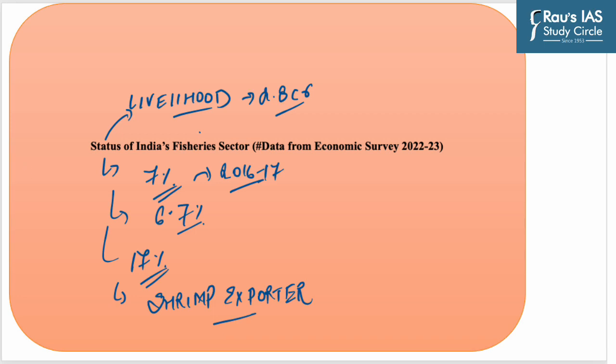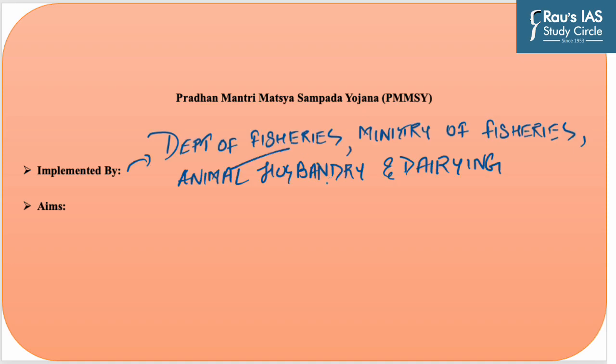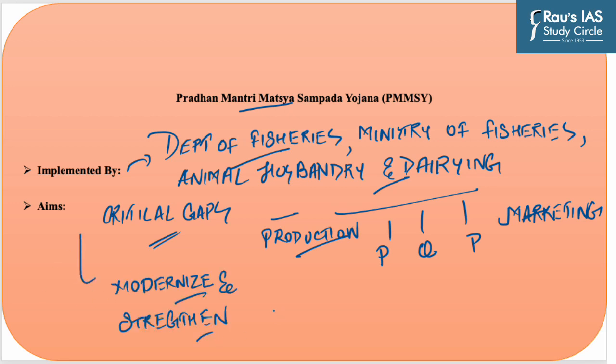So now let's discuss important aspects related to Pradhan Mantri Matsya Sampada Yojana. Now, the Department of Fisheries under the Ministry of Fisheries, Animal Husbandry and Dairying is implementing Pradhan Mantri Matsya Sampada Yojana. Now, it is designed to address critical gaps in the fisheries value chain from fish production, productivity, quality to technology, post-harvest infrastructure and marketing. Now, the aim is to modernize and strengthen the value chain, enhance traceability and establish a robust fisheries management framework while simultaneously ensuring the socio-economic welfare of fishers and fish farmers.